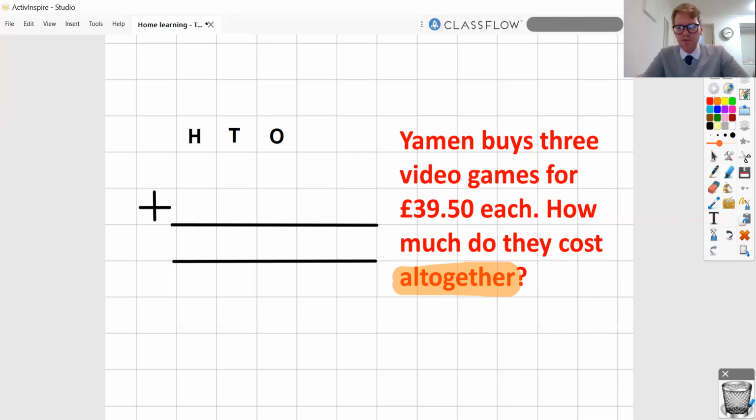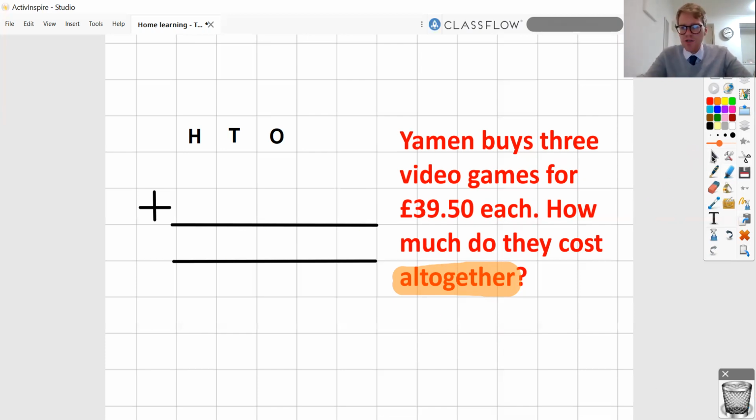Okay, I've got a couple of options here. I could do £39.50 plus £39.50, find out the answer to that, and then add another one on. That would work. That would be okay. I could do that. So that would be a 2-step problem then. I'd do £39.50 plus £39.50, and then add £39.50 to the answer. I could do it that way.